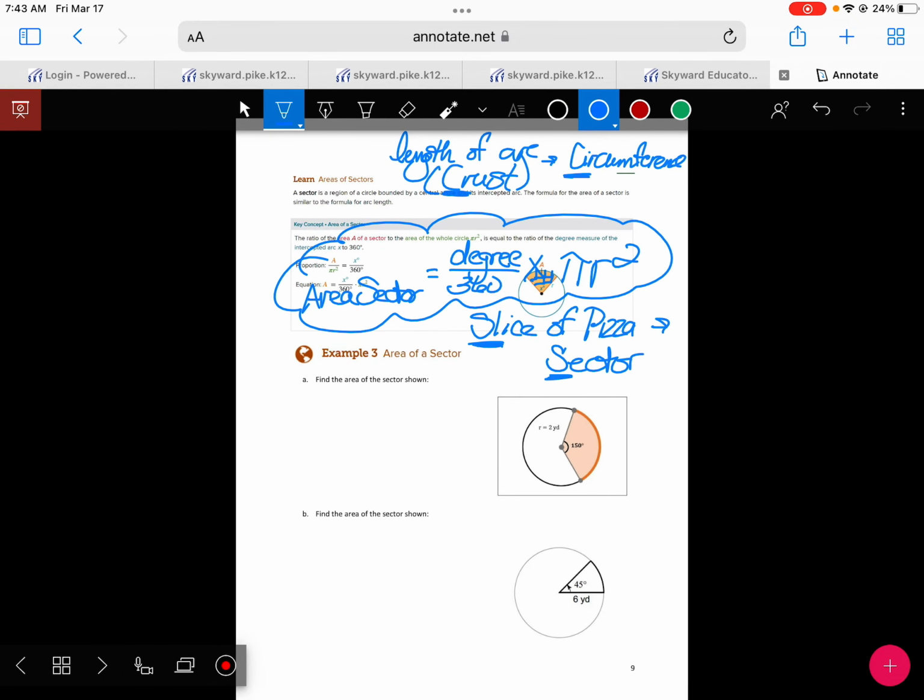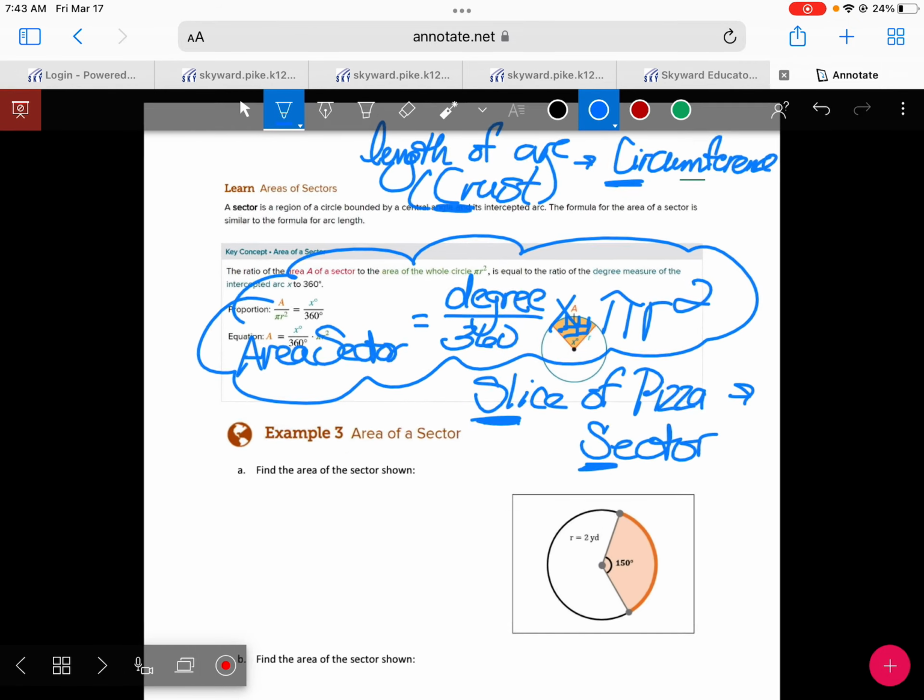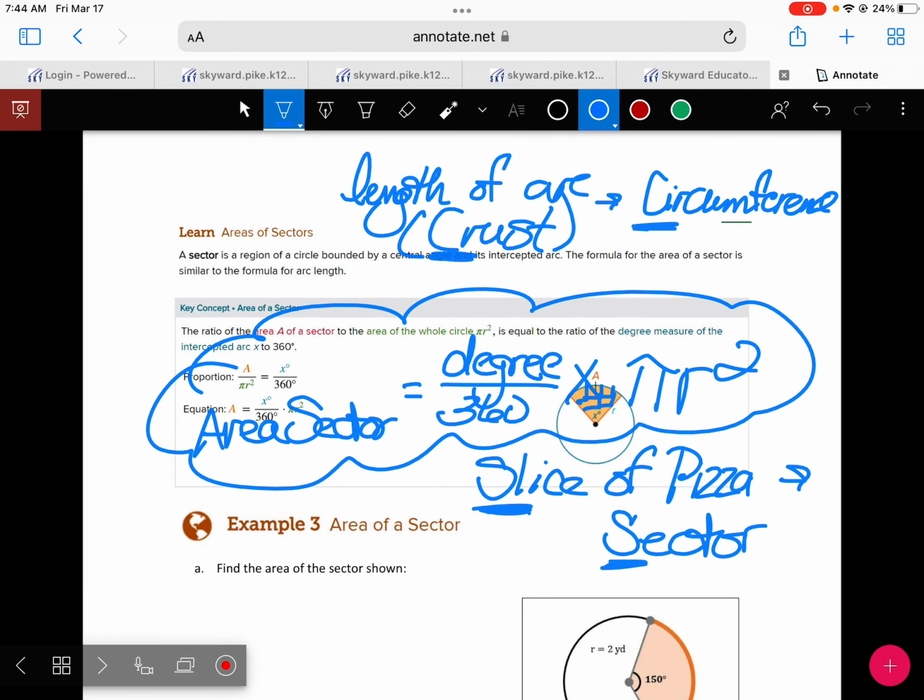Okay? Wait, so what, if we write degree over 360? Well, it's going to be whatever the degree of the arc or angle is. Yes. But whatever that degree is, you put it over 360 because there's 360 degrees in the whole circle pizza, times the area of that pizza. And we'll have to see if they give us the radius or the diameter. Okay?